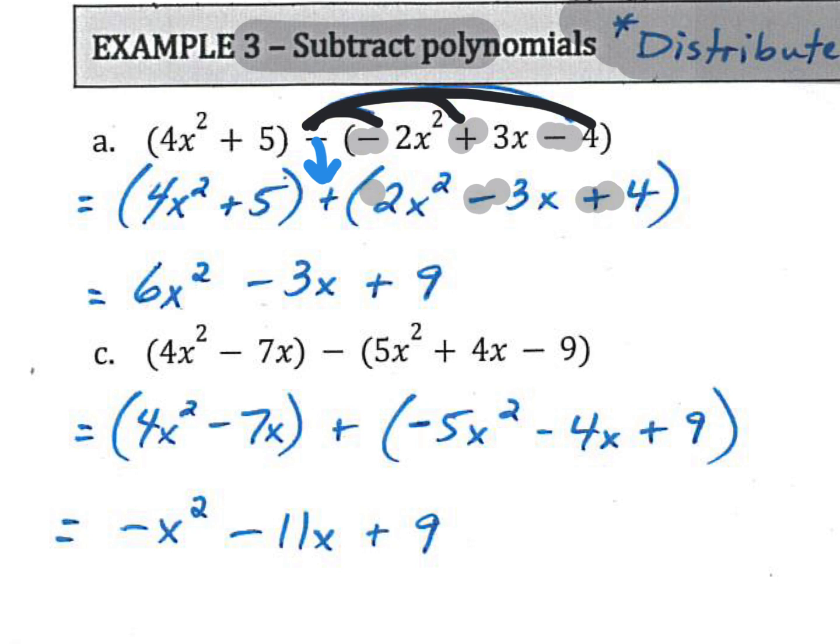Now we can go back to what we were doing earlier, and we can work on combining terms with the same exponent. 4 and 2 give us 6. Minus 3x is the only x term, so that comes down.